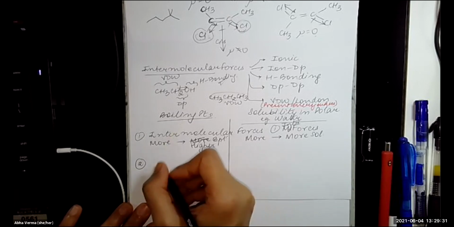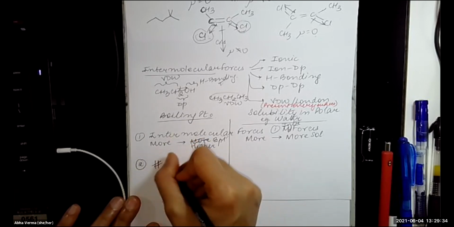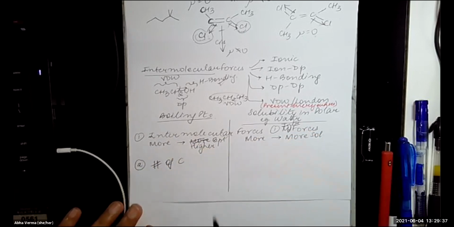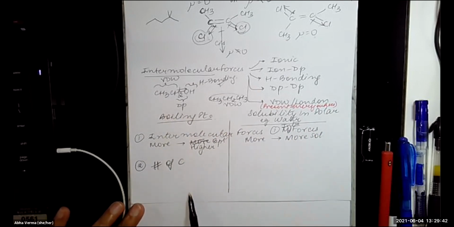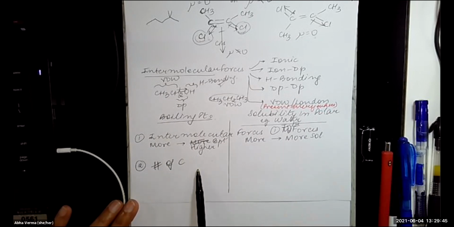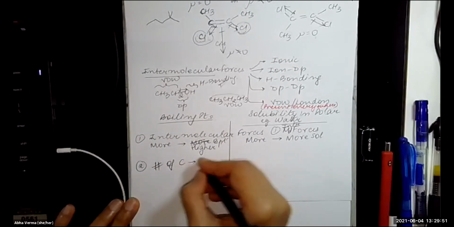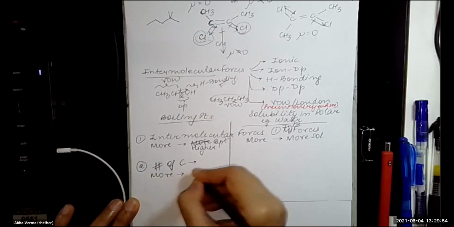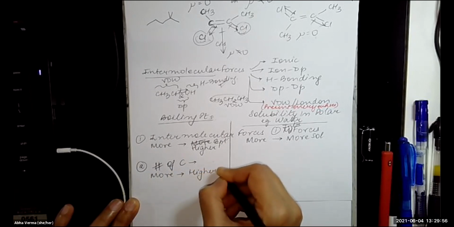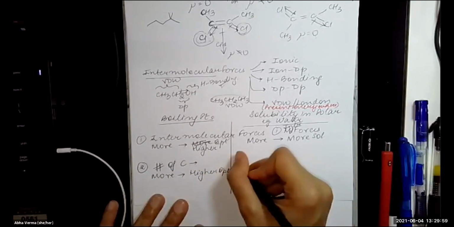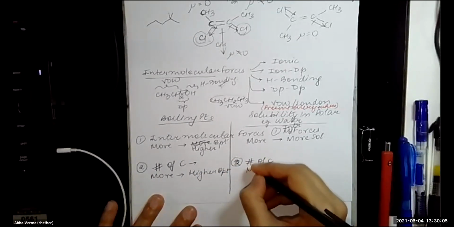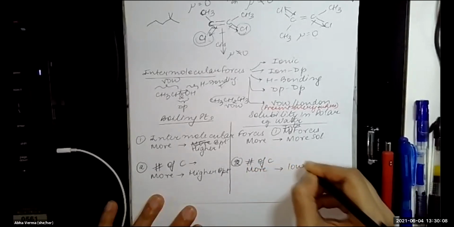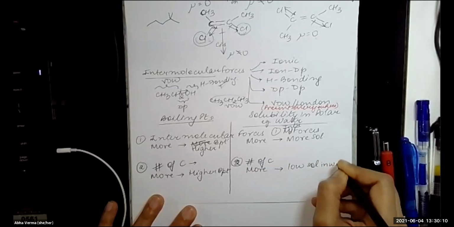The next is number of carbons. And this is the order in which you must compare your compounds. Whenever you're given any structures, you have to look in this order. As the number of carbons increases, the surface area will increase, and that means a higher boiling point. Unfortunately, that is not the case for solubility. More carbons means lower solubility in water.